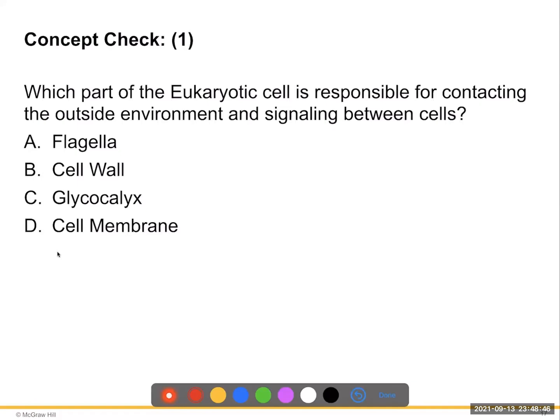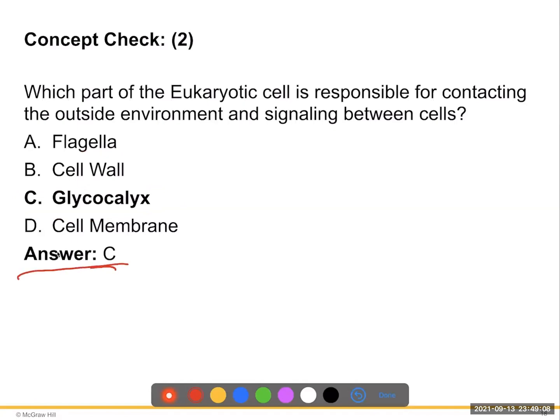Is it the glycocalyx? Yep, it'd be the glycocalyx. That's the one that binds to your cell membrane and allows cells to connect to one another, and it's signaling between them and allows you to connect with the outside environment. They're actually found in the cell membrane. It allows it to transfer things. So it should be C, and it is.